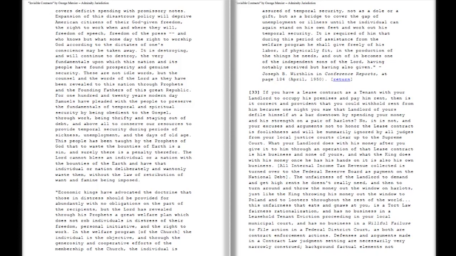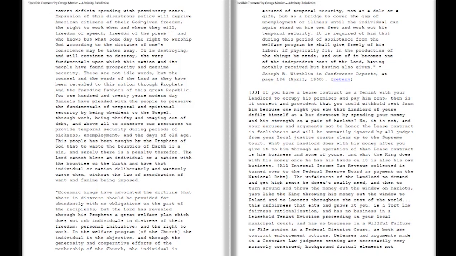What your landlord does with his money after you give it to him through an operation of that lease contract is his business and none of yours, and what the king does with his money once he has his hands on it is also his own business. All internal income tax revenue collected is turned over to the Federal Reserve Board as payment on the national debt. The unfairness of the landlord to demand and get high rents he doesn't really need, and then to turn around and throw the money out the window on harlots, just like the king throwing his money out the window to Poland and to looters throughout the rest of the world.